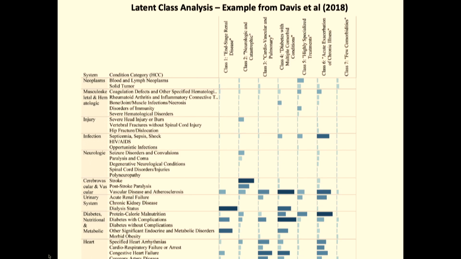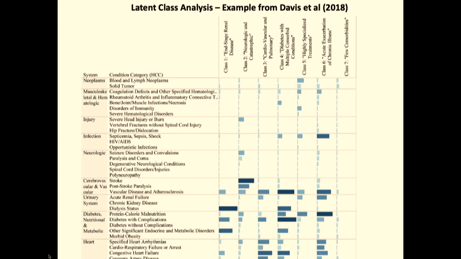Because dialysis is very significant and dialysis happens with end-stage renal disease, the authors called this class end-stage renal disease. And because stroke is a catastrophic thing and post-stroke paralysis is a catastrophic thing, they call this class neurologic and catastrophic. So the naming is an art that comes afterward once you run the latent class analysis. So it's not a perfect method. There's a lot of overlap.